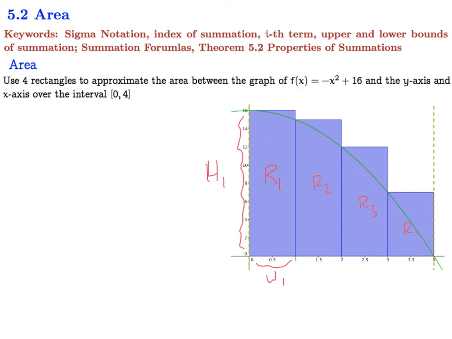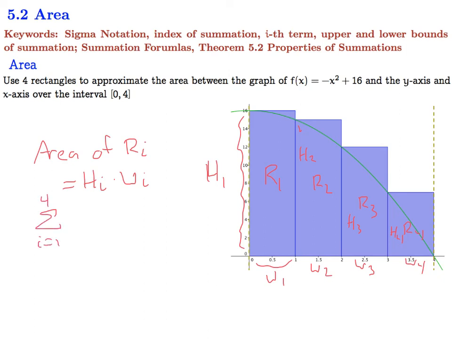So I'll give each rectangle a name, and I'll give some variables for each of the things that I'm interested in for each rectangle. And what I really want is, I know that the area of a rectangle R sub I is going to equal the height times the width, and then once I figure these out, I can add them all up. So in our new notation, what I really want is the sum from I equals 1 to 4 of HI times WI.